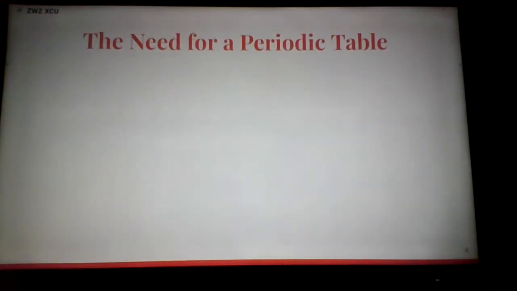Why do we need a periodic table in the first place? Well, remember, we have about 118, actually exactly 118 known elements. It would be very difficult to keep track of all the information if we did not have a very well organized chart to look at and study.